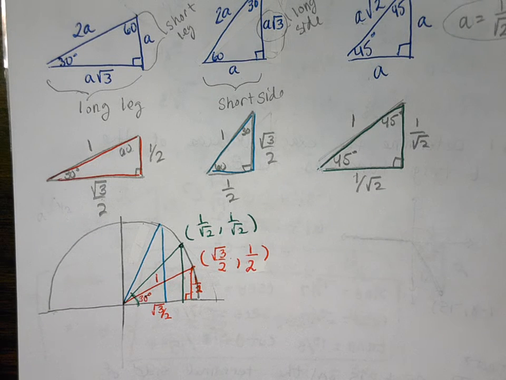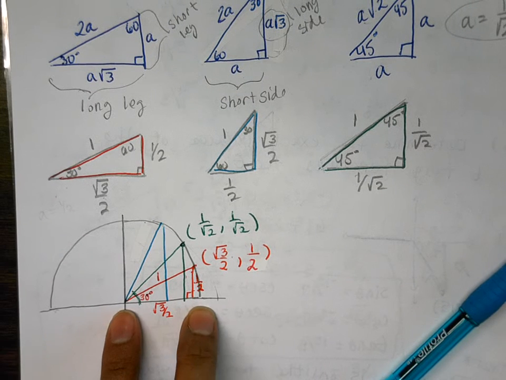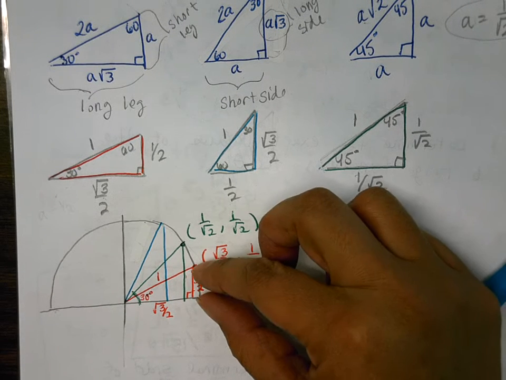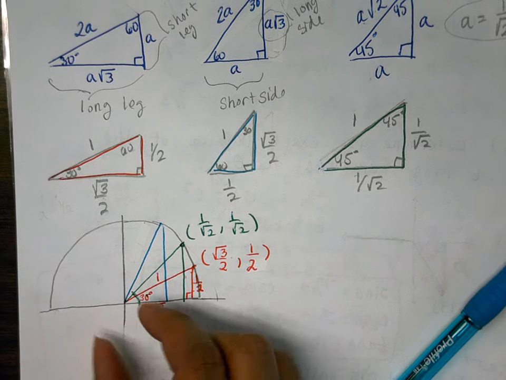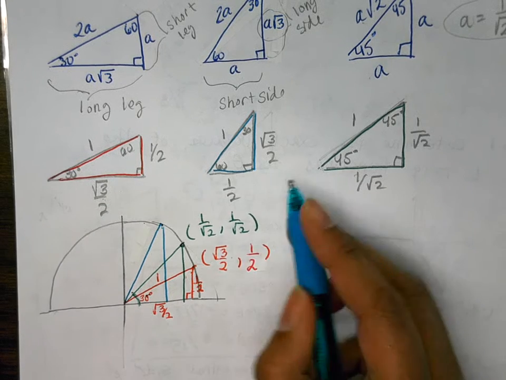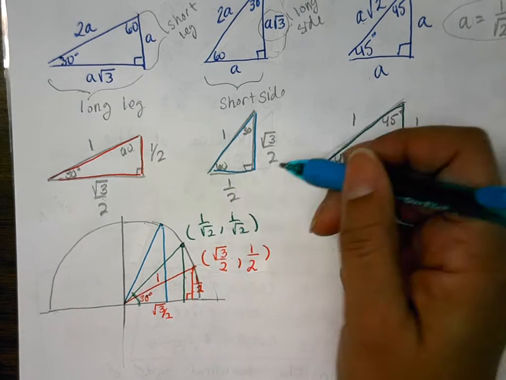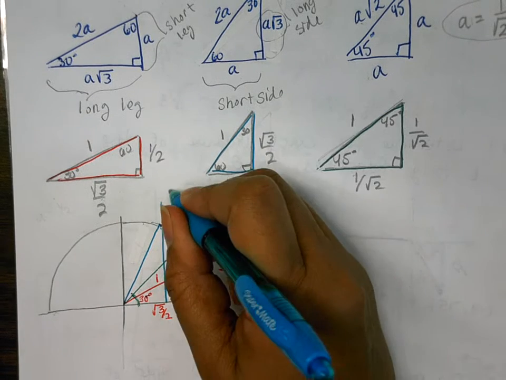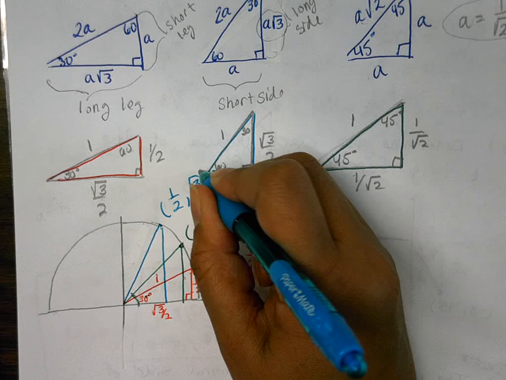What's the only difference between the 30 and the 60? The 30, you have the long side for your x and the short side for your y, where with the 60, you have the short side for your x and the long side for your y. Do you see that? Yes? So, yes, that's exactly what you do. You just flip them. So this is the x and this is the y. So what is it going to be? 1/2 comma root 3 over 2.